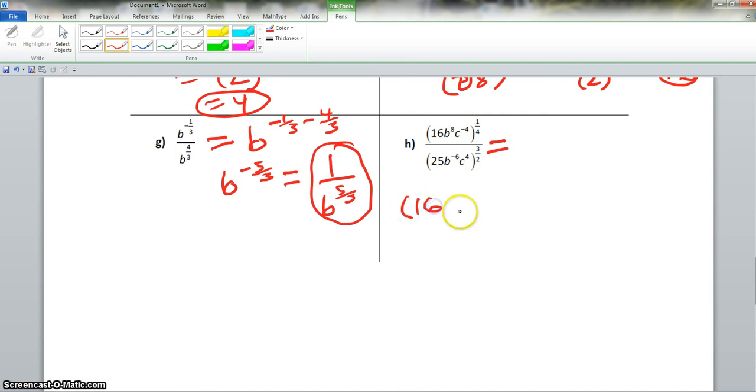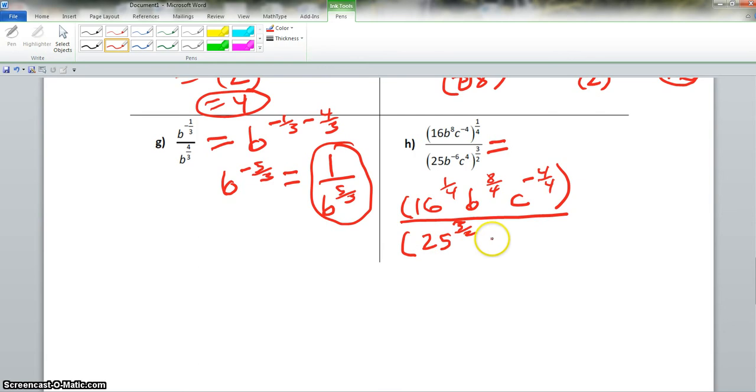So I will have 16 to the 1/4, b to the 8/4, and c to the negative 4/4 power. Divided by, this will give us 25 to the 3/2, b to the negative 18/2, and c to the 12/2.